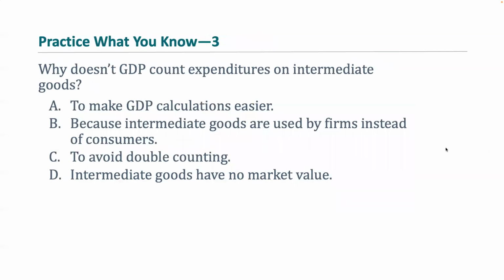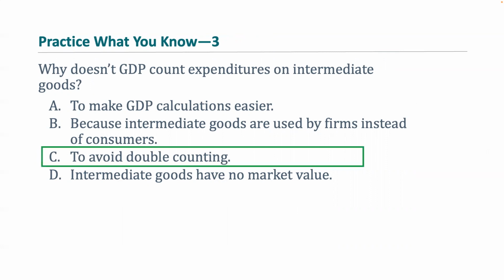So we'll end this video with a practice what you know. Why doesn't GDP count expenditures on intermediate goods? And the answer here is we want to avoid double counting.